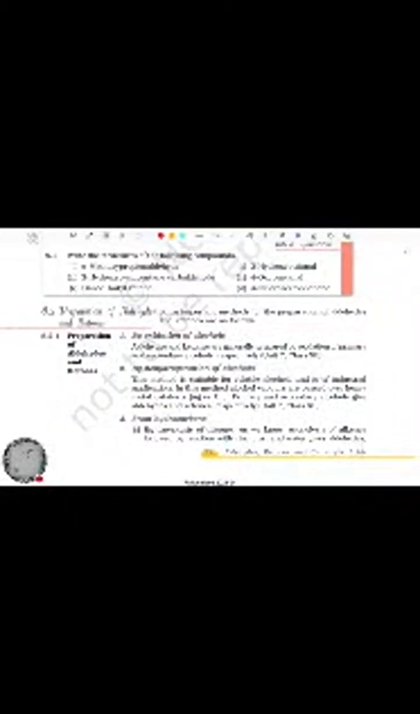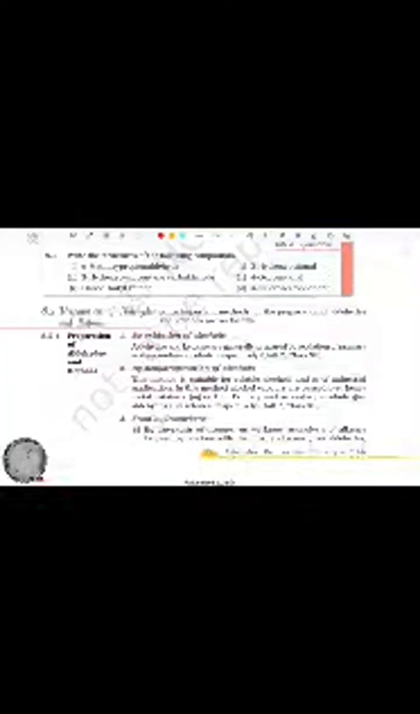Preparation of aldehydes and ketones. Some important methods for the preparation of aldehydes and ketones are as follows. Oxidation of alcohols. Having completed the first part, the nomenclature and how these compounds are structured, based upon this we will talk about certain preparation reactions of the aldehydes and ketones.